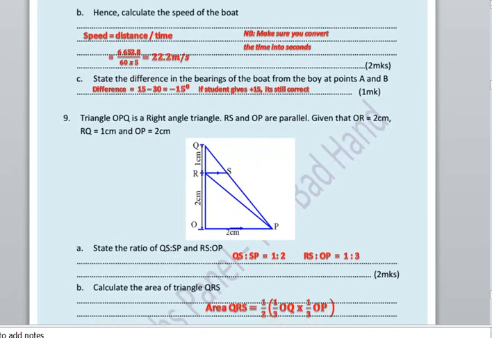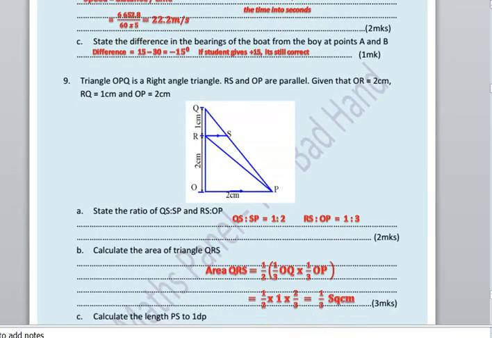B part of the question, calculate the area of triangle QRS. This one can be done in many ways. I can just use the ratio. The triangle is a right angle triangle, so I'll take half base times height. That's half. The base should be 1/3 of this side. I'm using the scale. 1/3 of OQ times 1/3 of OP. That will give me 1/3 squared centimeters. Or another student can just take 1 centimeter, that is RQ, times 1/3 of 2, which is 2/3.